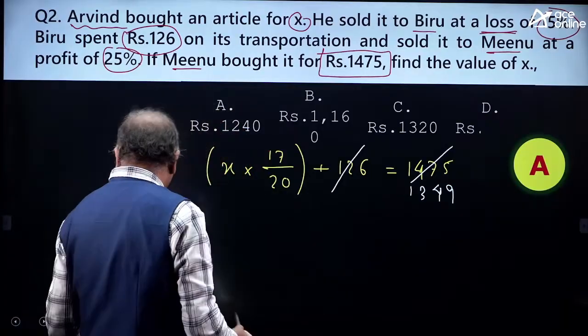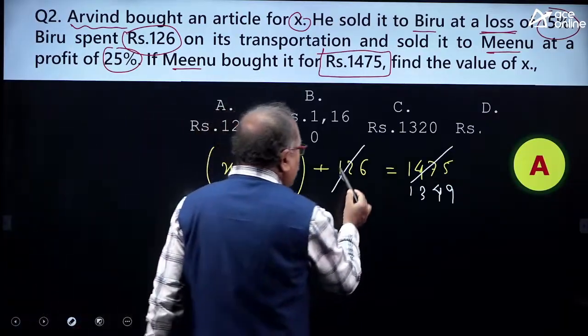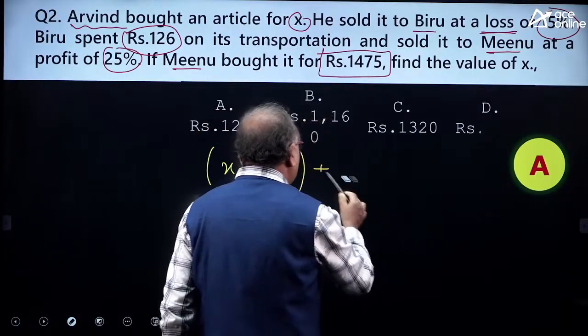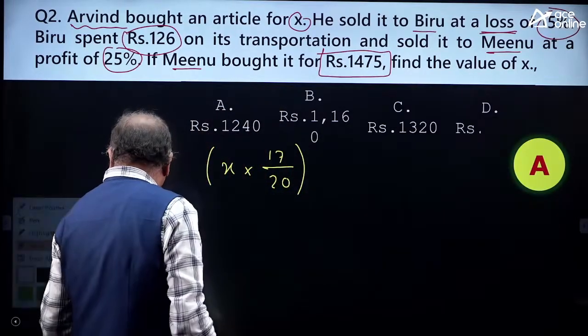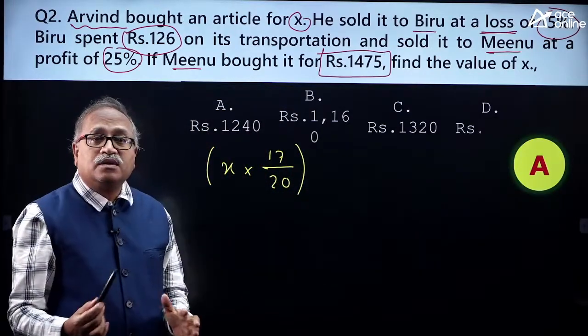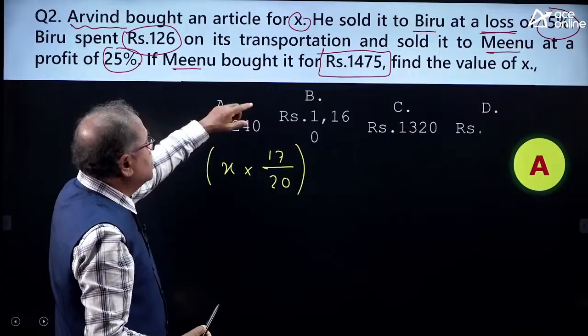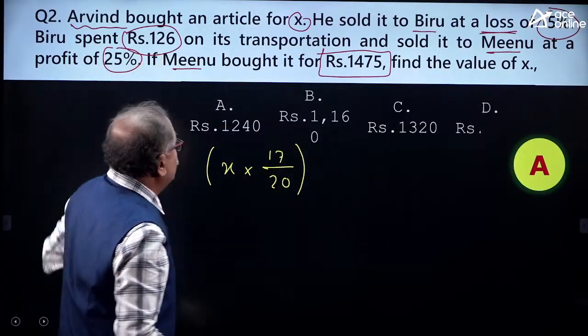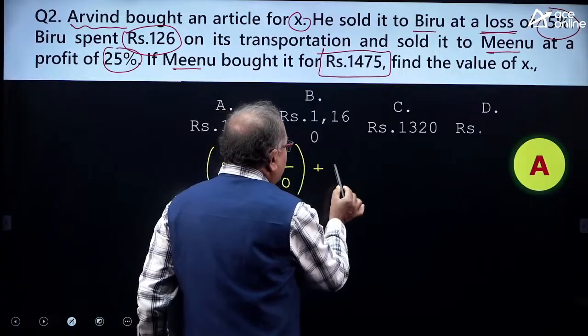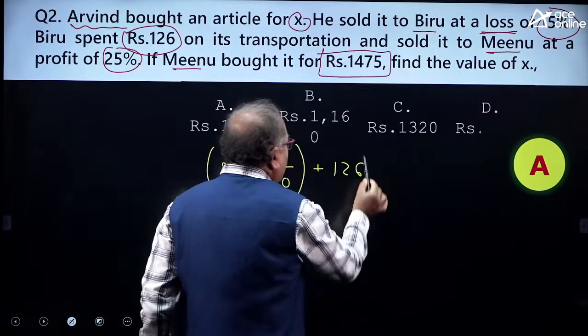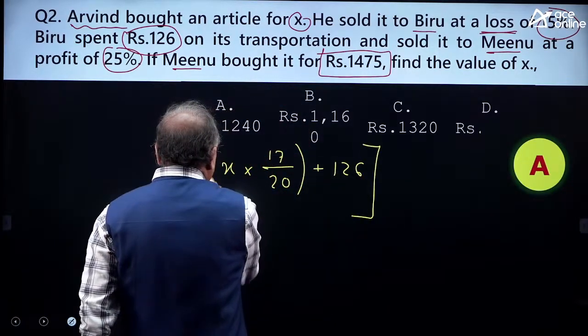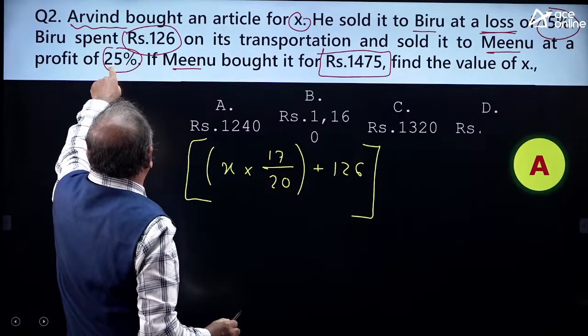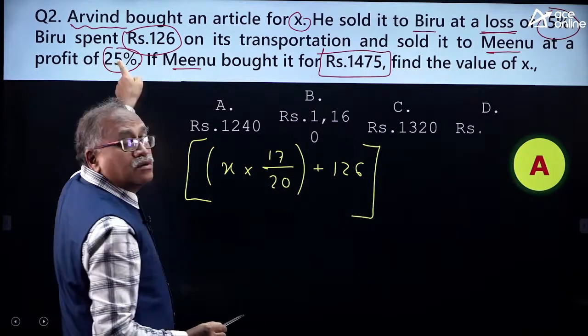No. I missed one part, and I am so happy that Aman has done it correctly, even though I wrote the wrong number here. So Biru added how much? 126 rupees, and of this again it is sold at a profit of 25%.